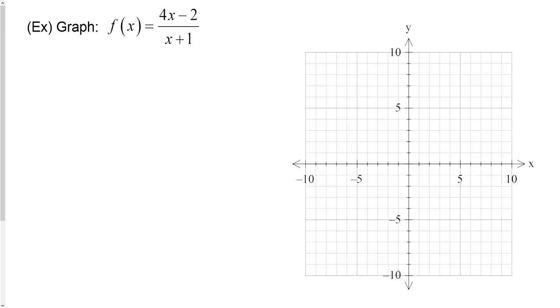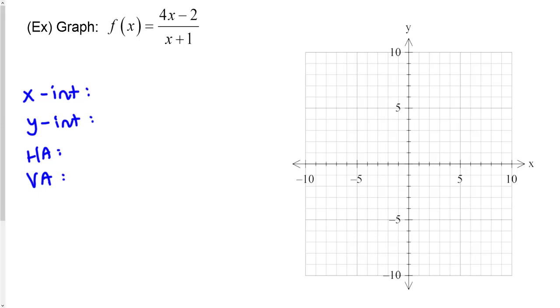All right, let's do another one. F of x equals 4x minus 2 over x plus 1. So we need to find x-intercepts, y-intercepts, horizontal asymptotes, and vertical asymptotes. It's already in factored form since both the numerator and denominator are linear. We just need to identify each of these different points here.